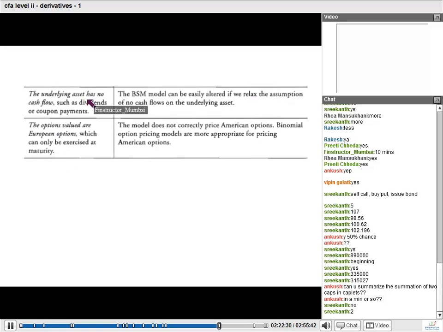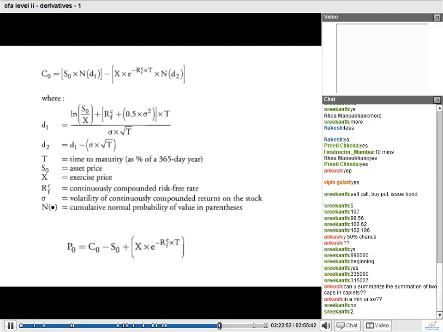There are no dividends. This is not a big limitation. The model can be adjusted like we studied by replacing S with the present value of S minus the present value of dividends in case dividends exist. But the assumption originally in the Black-Scholes model is that there are no dividends or no cash flows, and it works only for European options. So you can't value American options using this model. So this is the Black-Scholes model.